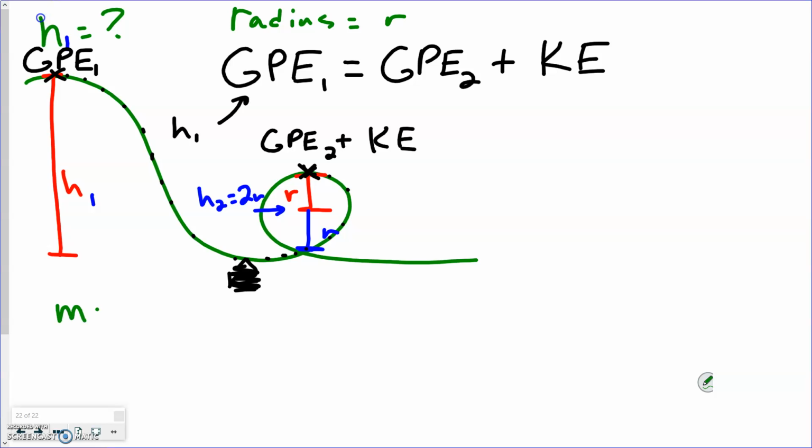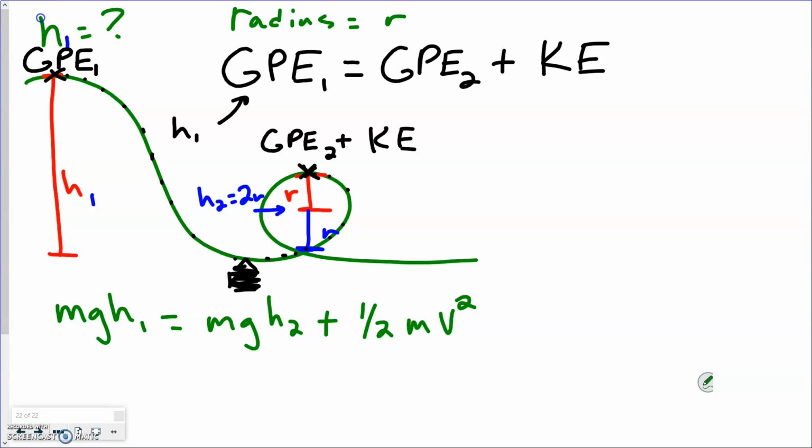GPE is mg h1. That's at the start. It equals m, still the same mass, still the same roller coaster, h2 plus 1/2 mv squared. We're looking for h1. We know h2. We have m and g. We're assuming we know mass and gravity, which we'll show you here in a little bit.